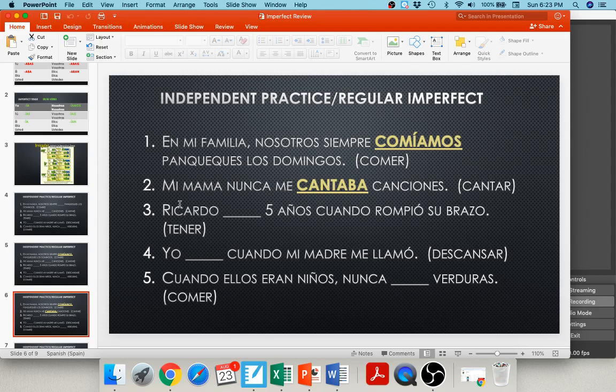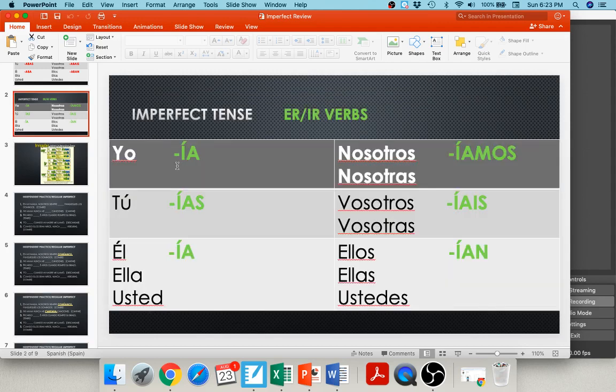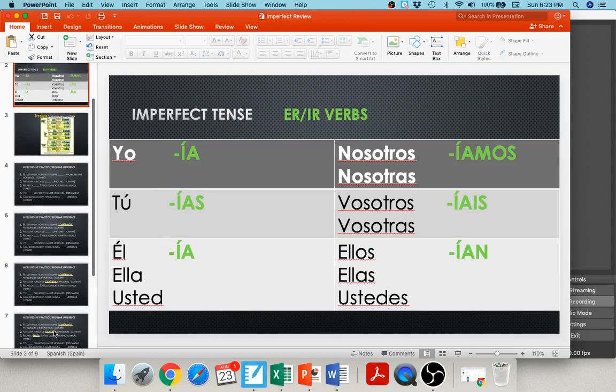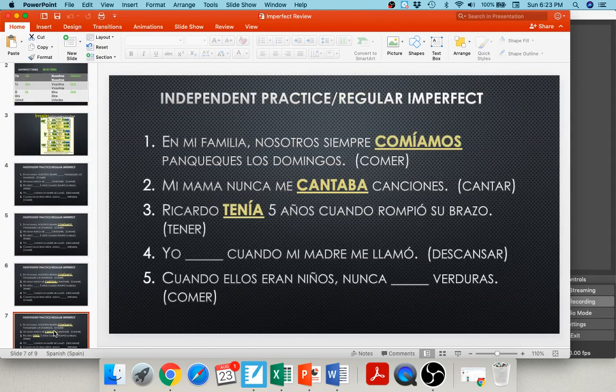Number 3. Ricardo tener 5 años cuando rompió su brazo. So Ricardo only had 5 years, or he was 5 years old when he broke his arm. In this case, tener is to have. We're going to chop off our ER in tener. We know that the appropriate ending for he in this case would be ía. So we're going to say that Ricardo tenía 5 años cuando rompió su brazo. He was only 5 years old when he broke his arm.